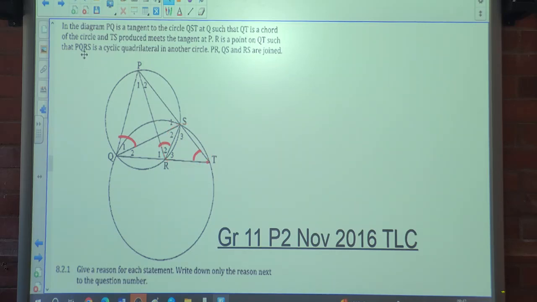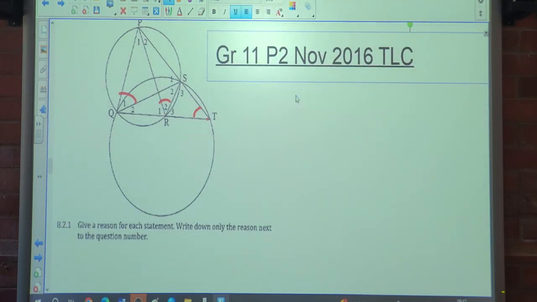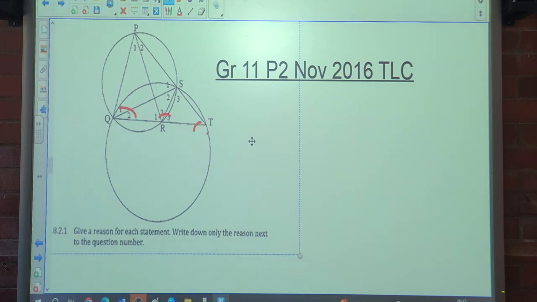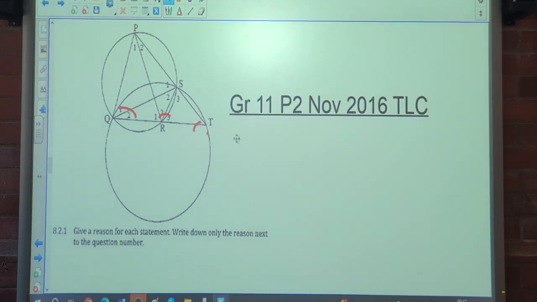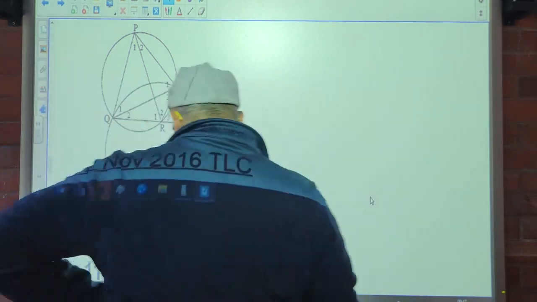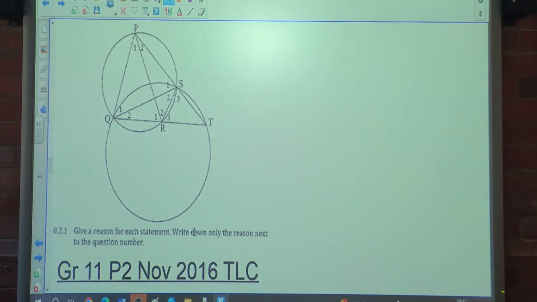PQR is a cyclic quad in another circle. We are told that PR and RS are joined. Let's just take this up here. First question: give a reason for each statement. Write down only the reason next to the question number.